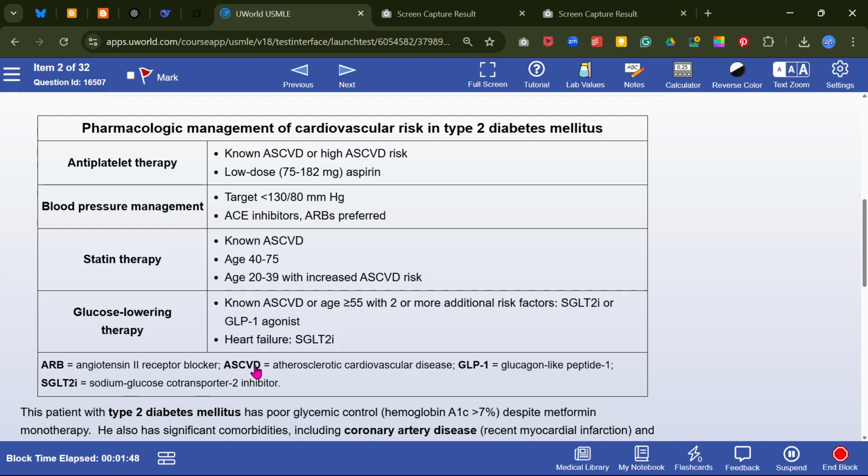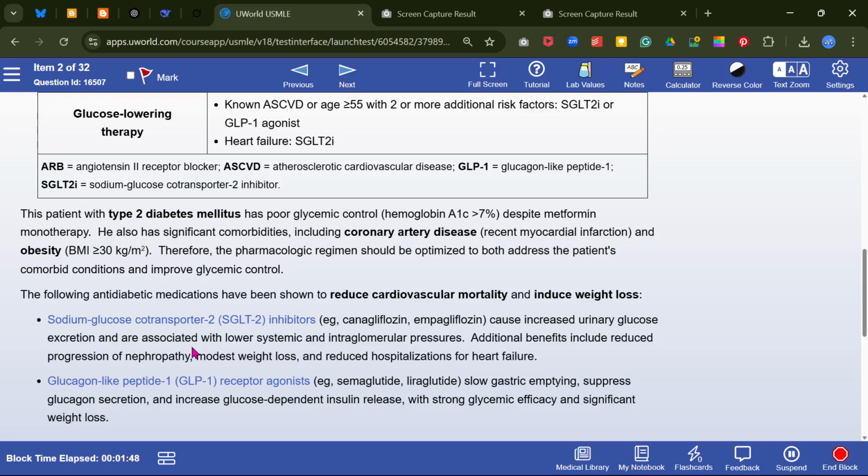Glucose lowering therapy: known ASCVD or age more than 55 with two or more additional risk factors, SGLT2 inhibitor or GLP-1 agonist, and for heart failure, SGLT2 inhibitors. Okay, this patient with type 2 diabetes mellitus has poor glycemic control, HbA1c more than 7%, despite metformin monotherapy. He has significant comorbidities including coronary artery disease, recent myocardial infarction, and obesity. Therefore, the pharmacological regimen should be optimized to both address the patient's comorbid conditions and improve glycemic control. The following anti-diabetic medications have been shown to reduce cardiovascular mortality and induce weight loss.